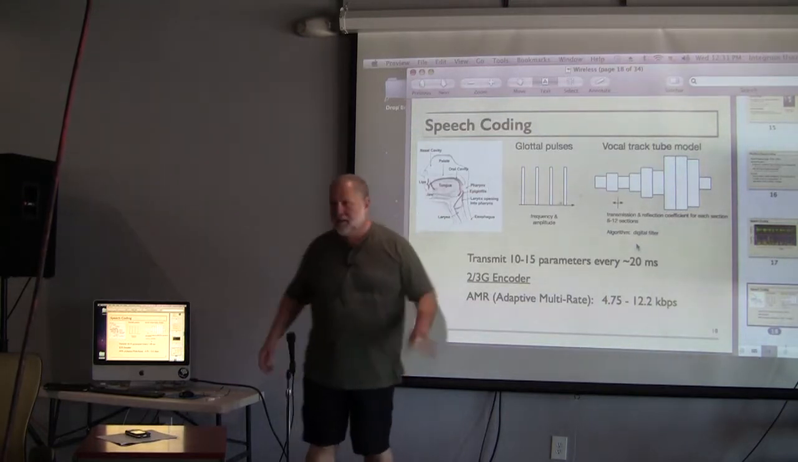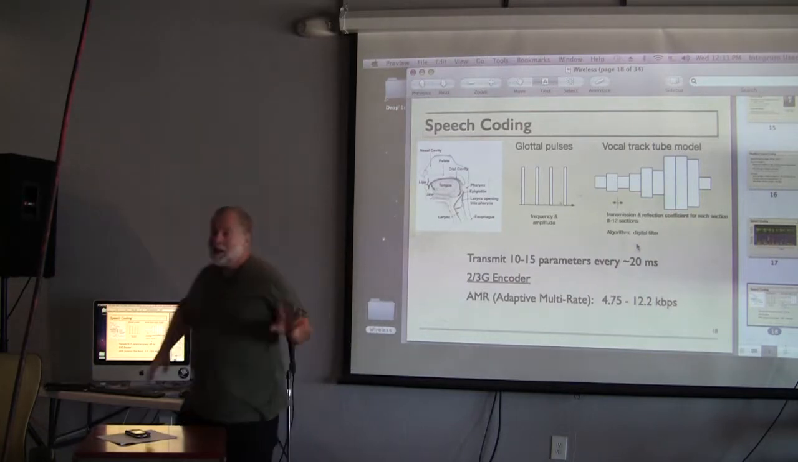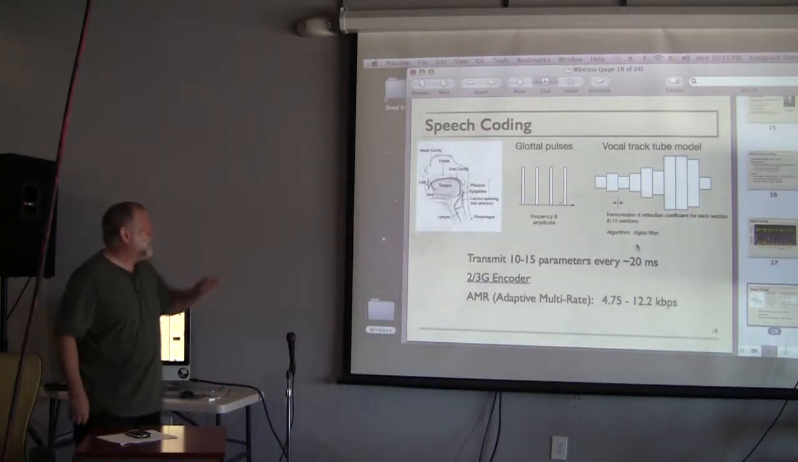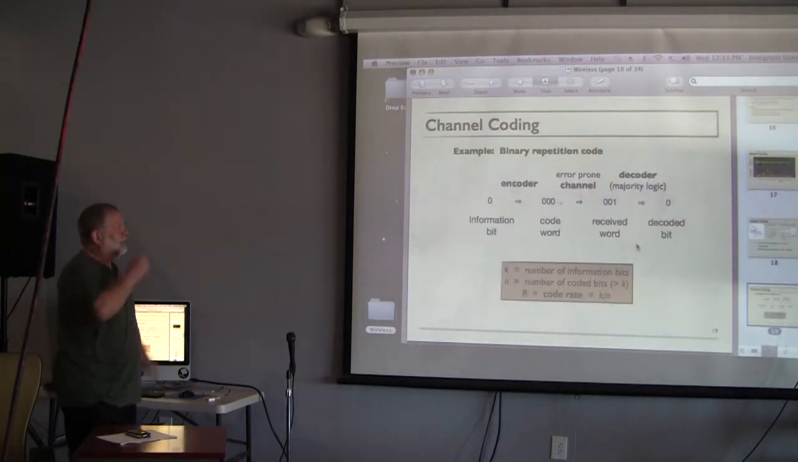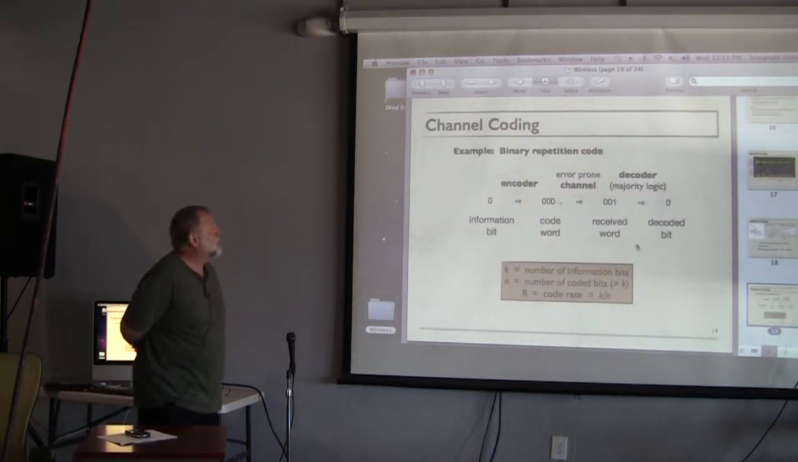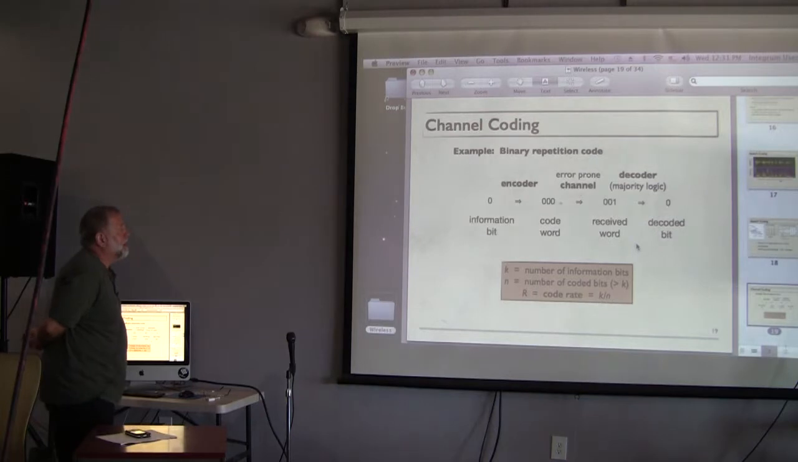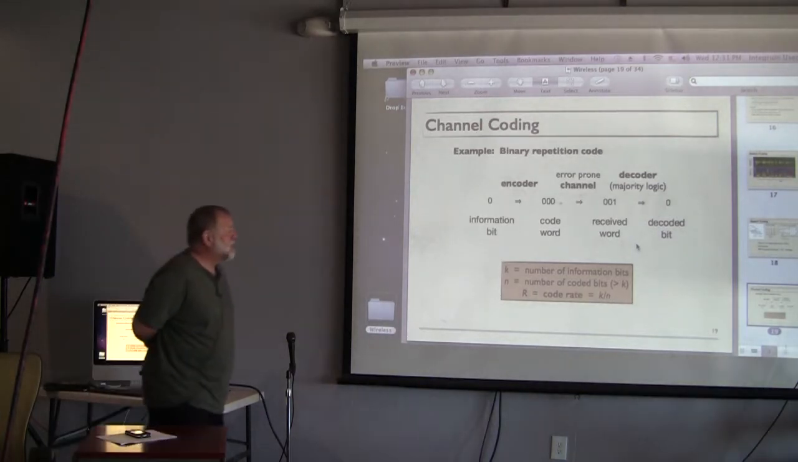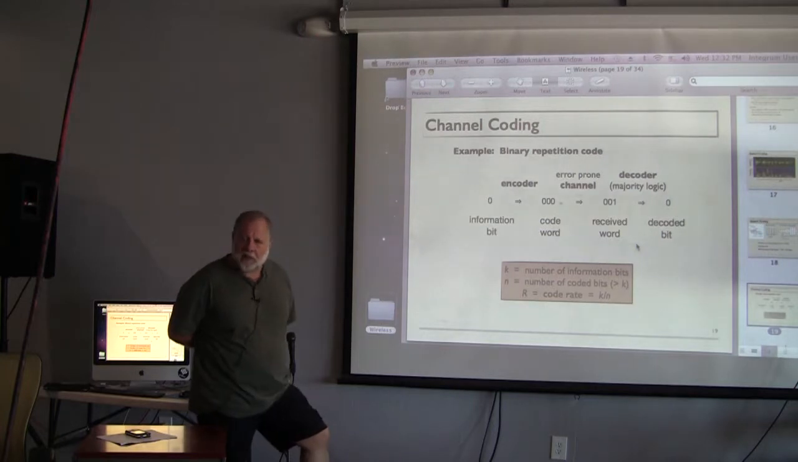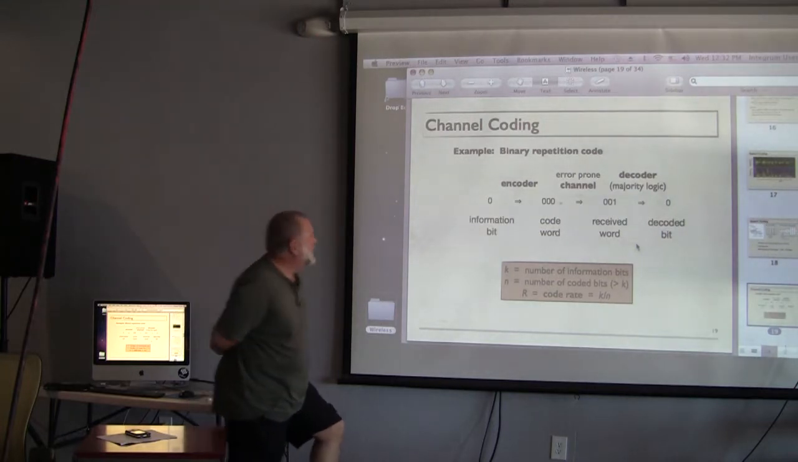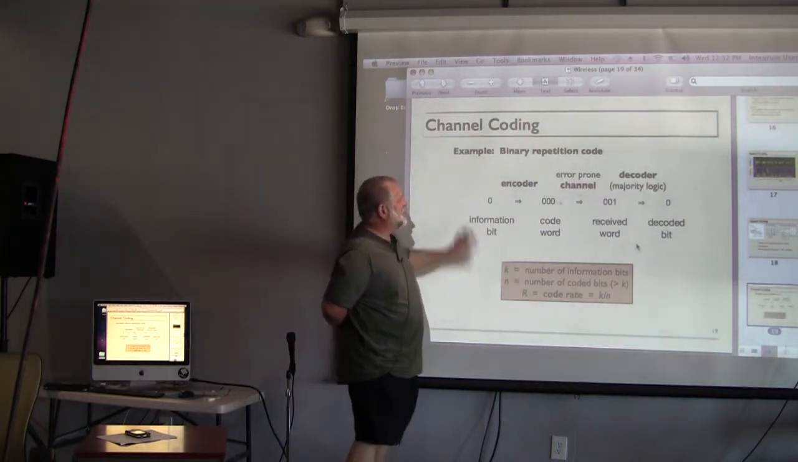Now, obviously, I've glossed over a whole lot of details. Okay, so I'll just move on here. But that's the basic idea of how that works. Okay. All right, channel coding. Now, channel coding is a little harder to explain, although it does have a very, very simple example. And so I'm just going to explain the example.